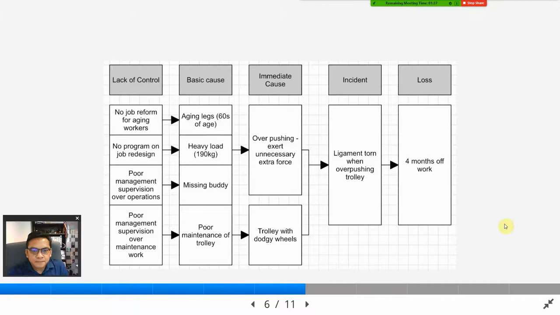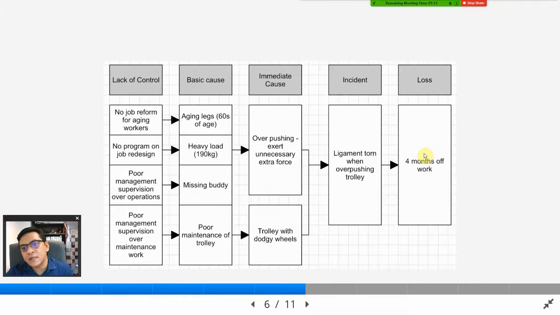As I said before, the loss causation model has five blocks. Starting with loss. What causes loss? The incident. What causes the incident? The immediate cause. What causes the immediate cause? The basic cause. What causes the basic cause? The lack of control. What happened? Mrs. Kelly cannot work for 4 months.